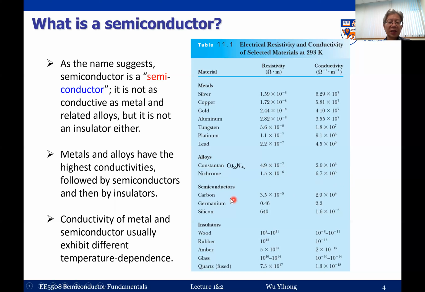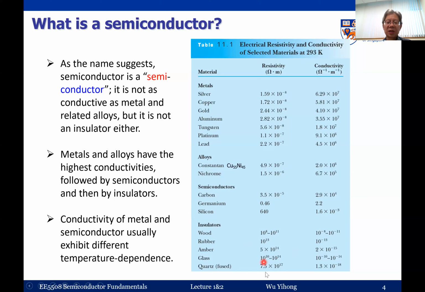And then the next group is semiconductors. You can see we have carbon, germanium, and silicon. These are the so-called group 4 semiconductors. Later we'll talk about this one. For semiconductors, you don't need to worry so much about the values given here, because all these values can be varied, either by doping, which we'll talk about in lecture 5, or by light irradiation, or by temperature. So basically, it's controllable.